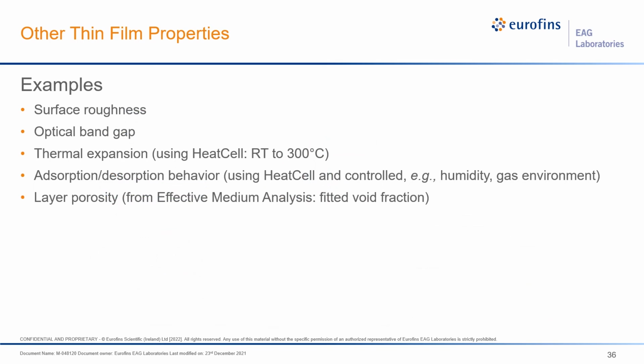So far, we have presented examples and case studies in which the thickness and optical constants of thin films were determined. The bulk of the work we do with ellipsometry at EAG is this type of analysis. However, other thin film properties can also be extracted from ellipsometric measurements, some of which cannot be determined in any other way because of the minute amounts of material present in these films. Some of these properties are the surface roughness that we already discussed, the optical band gap, the thermal expansion of the thin film, adsorption and desorption behavior on surfaces, and the porosity of the thin film.